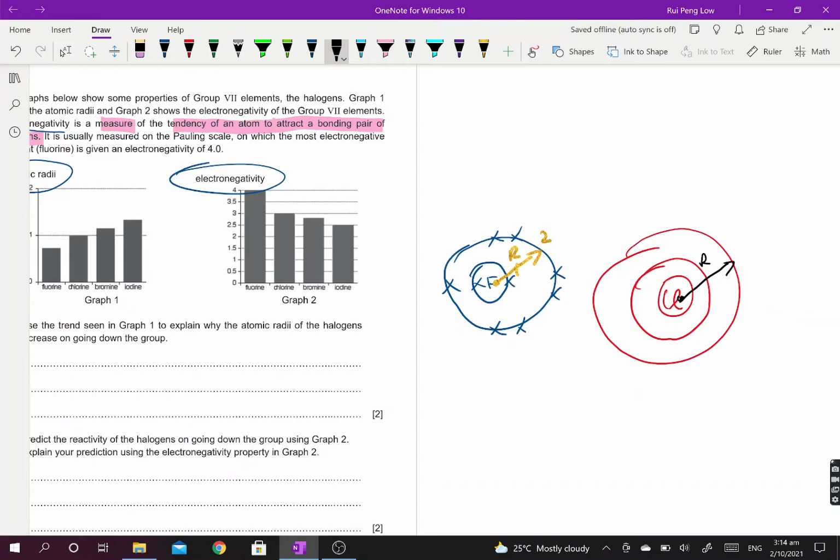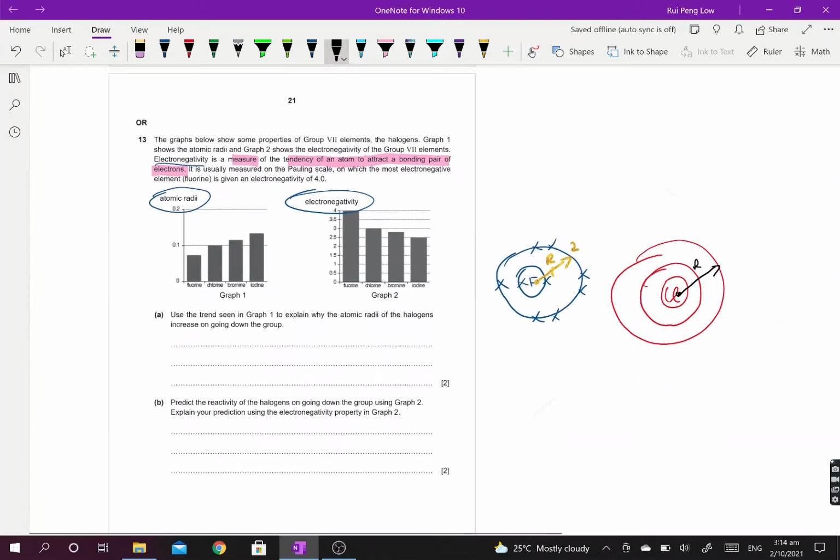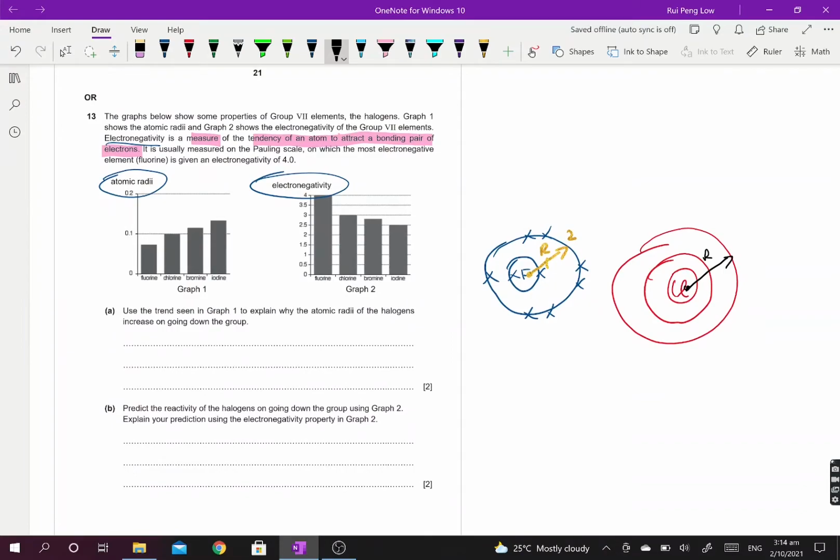for bromine and iodine. So if you take a look at your periodic table, you'll know that fluorine, chlorine and bromine, how do they differ? They differ by the fact that each of them has one more outer shell, one more electron shell than the other. So fluorine has 2, chlorine has 3, bromine has 4, iodine has 5, etc.